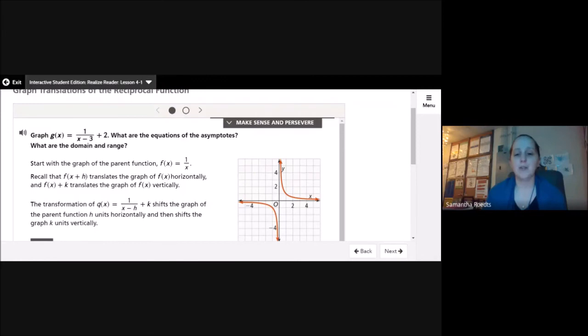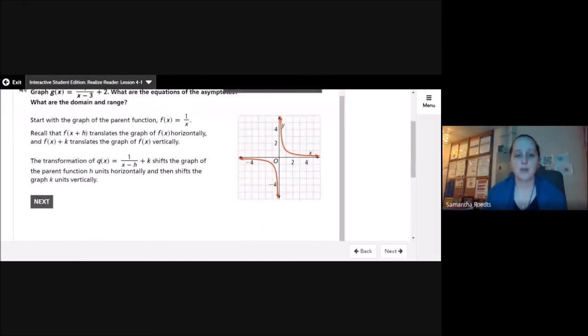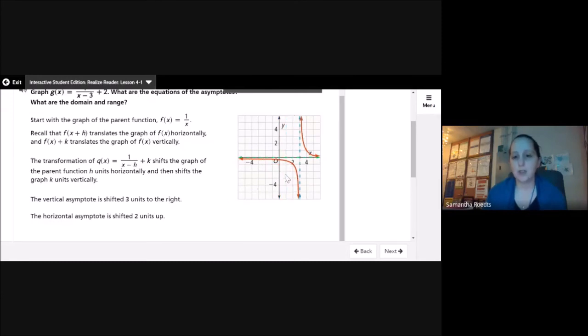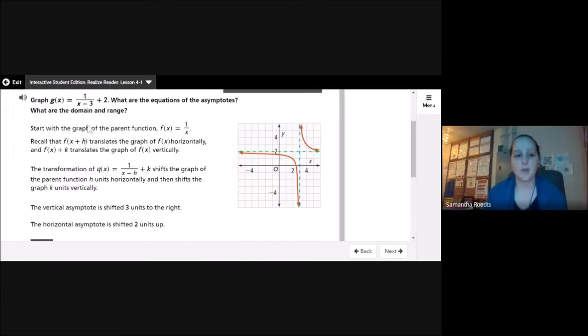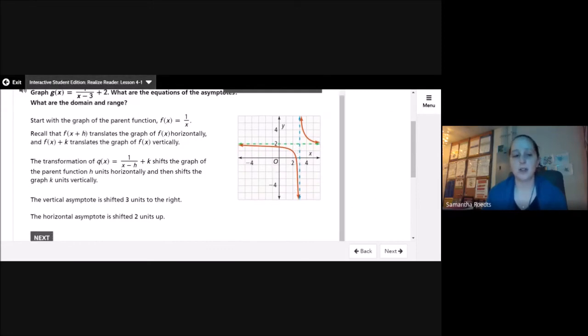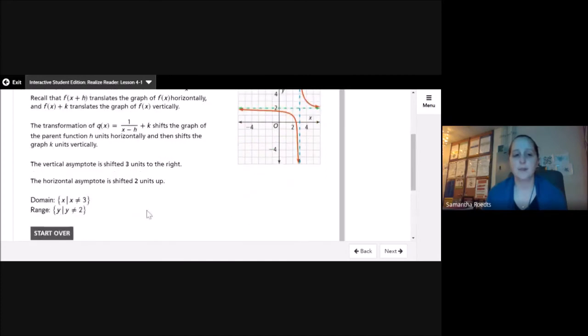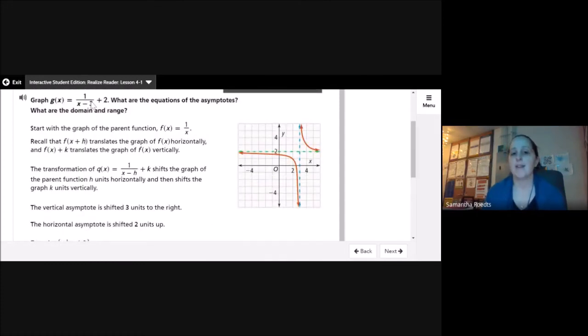So horizontal negative 3, so I'm going to go 3 units to the left, and plus 2, 2 units up. So I shift horizontally and then I shift vertically. The vertical asymptote is shifted 3 units to the right and 2 units up. Minus 3, I shift 3 to the right, 2 units up. So the domain is x, where x cannot be 3, and range is y, where y cannot be 2. This gives you the asymptotes, just so you know.